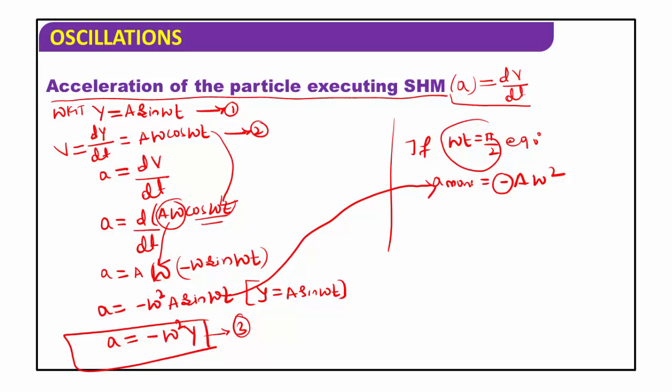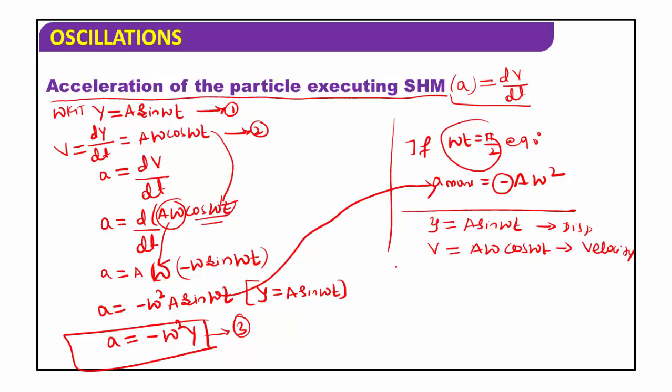We have found out three equations. The first is y equal to a sin omega t. This is the displacement of the particle executing simple harmonic motion. Then v is equal to a omega into cos omega t. This is the velocity of the particle executing simple harmonic motion, and a is equal to minus omega square a into sin omega t, or a is equal to minus omega square into y. This is the acceleration of the particle.